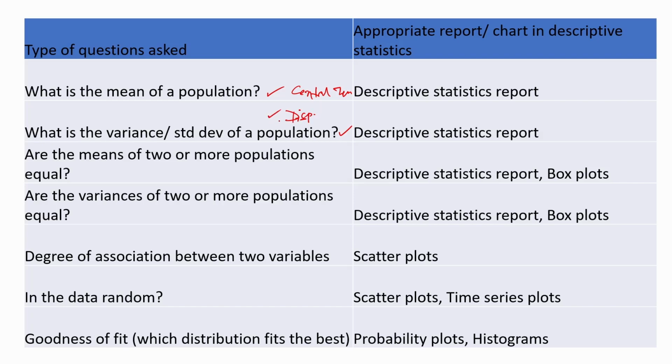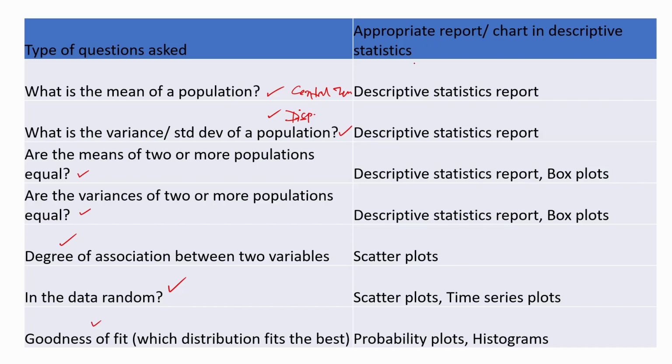We have discussed this in the last video. Or you may be asked to compare the means between two or more populations, or compare the variance between two or more populations, or you may be asked the degree of association between two variables, or whether the data is random, or what is the nature of the distribution for a particular population. These types of questions can be asked in the entire statistics course. Not that you are going to answer them using descriptive statistics only, you must use inferential statistics. But to start with, the starting point should always be the descriptive statistics.